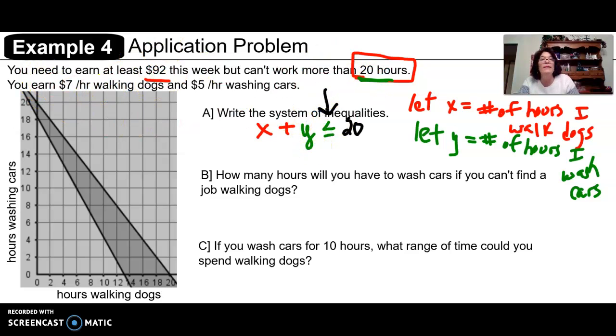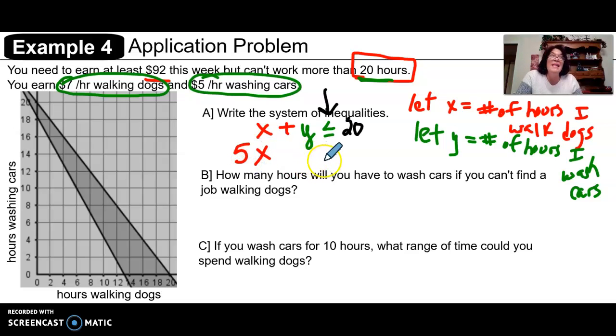Okay, then let's talk about the money. I get $7 per hour walking dogs. I get $5 per hour washing cars. So since X was the number of hours walking dogs, I'm going to take 5 times that, and that'll be how much money I got. For example, if I did the 3 hours, 2 for Scout and 1 for Fluffy, that was 3 hours. 5 times 3, that would be $15 that I made walking dogs this week.